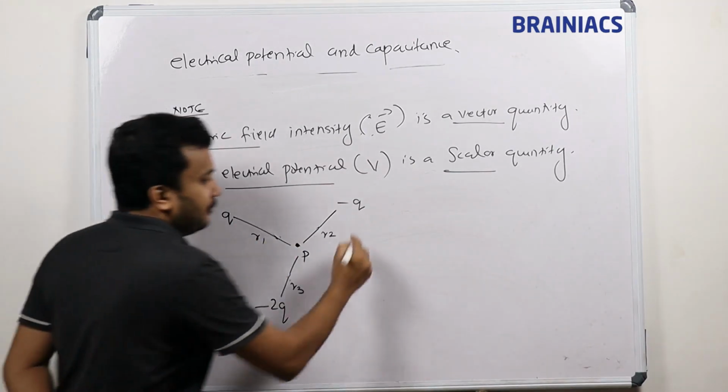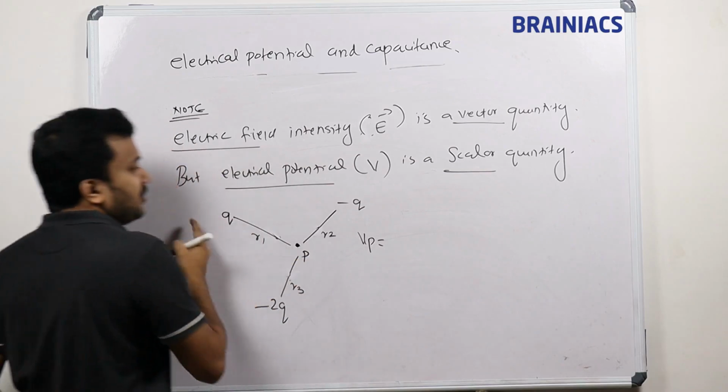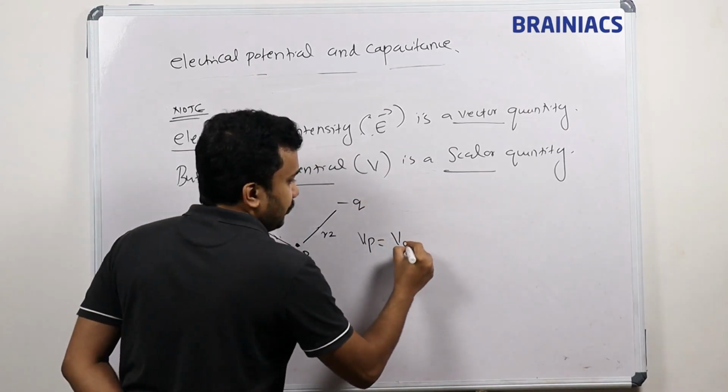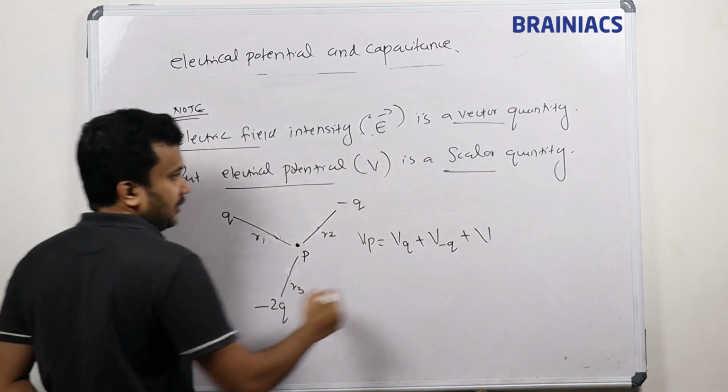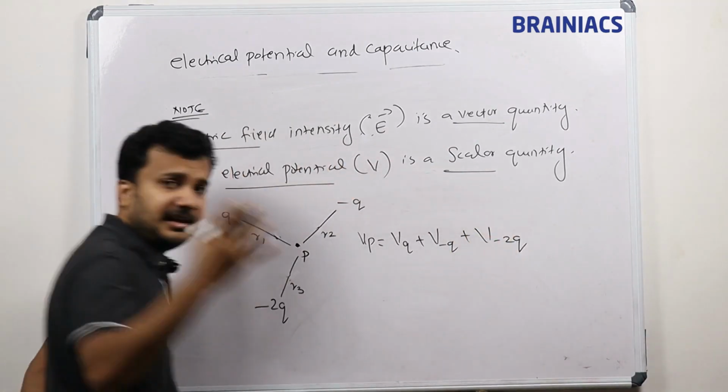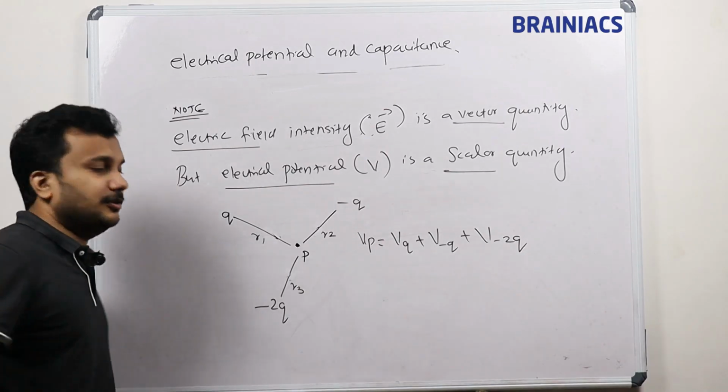Okay, so you only have to do potential at P, which will be equal to... how many charges will be here? 3 charges. Potential due to plus q, plus potential due to minus q, plus potential due to the next charge. What is this one? Minus q. You can blindly add. You don't want to mark any directions at all.